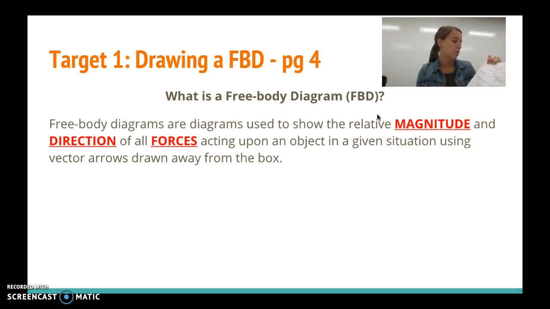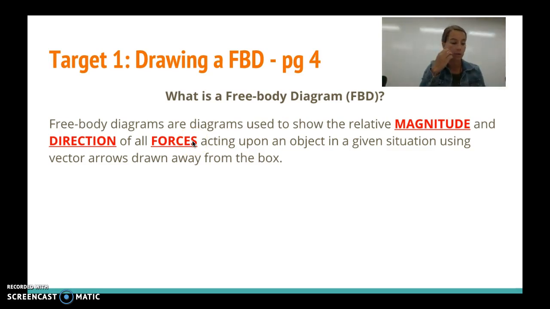Target 1 for this unit is drawing free body diagrams. So first of all, what is a free body diagram? You'll see us call it FBD a lot, but free body diagrams are used to show the relative magnitude, which just means how much, and direction, so which way, of all the forces acting on an object, and we draw them using arrows. We've done these before, but we're going to really lay out the rules for drawing these. So you fill that in at the top of page 4.